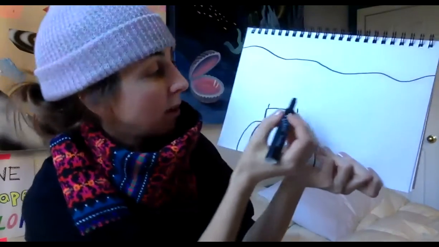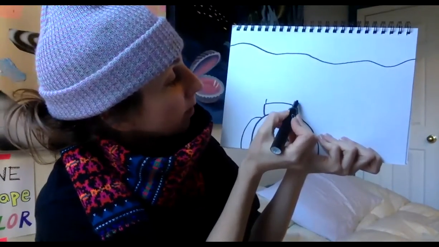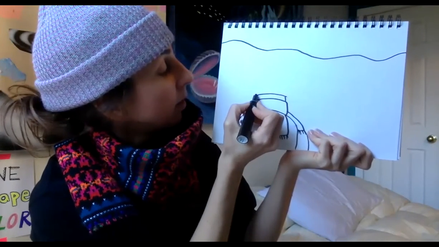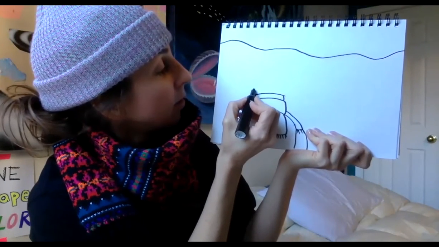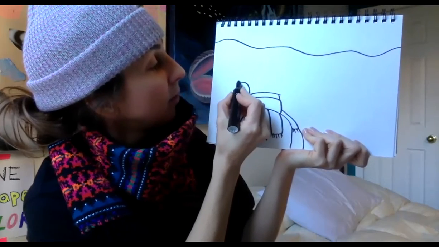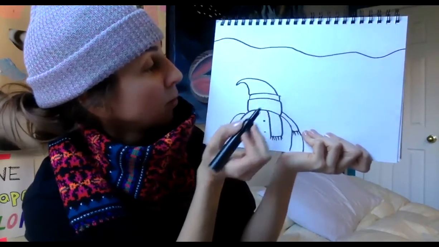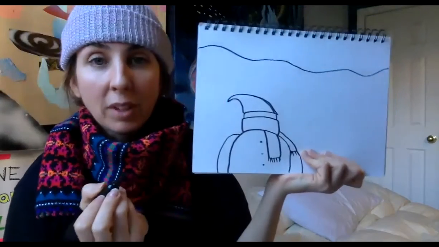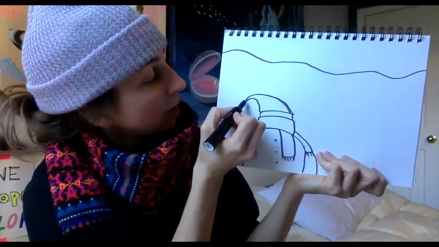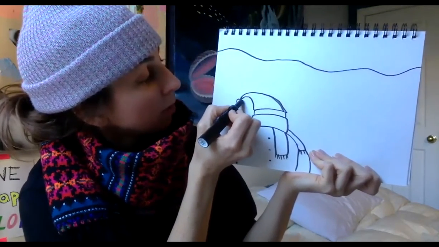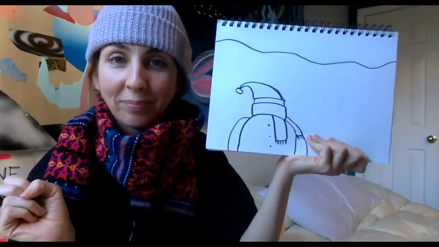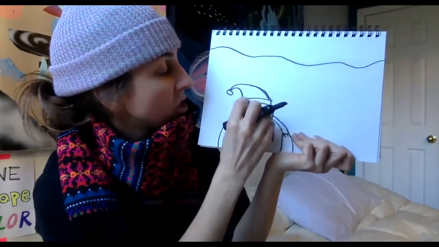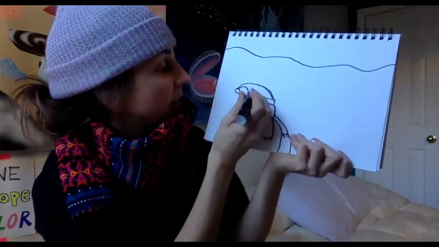Draw your hat however you want. Straight line like this. I'm gonna have my hat curve, so I look like a little elf. Made a little mistake there, it's okay. Maybe have one of those little pom-poms hanging off there. Why not?